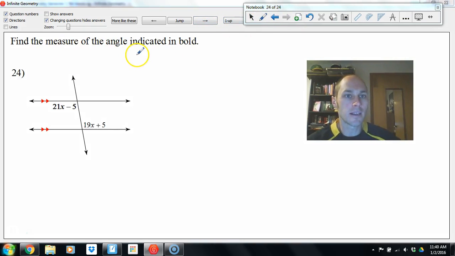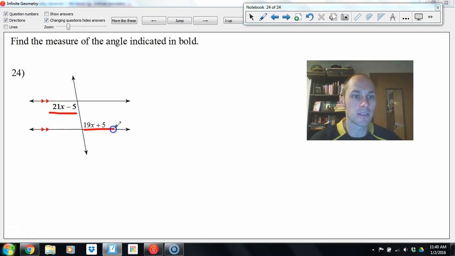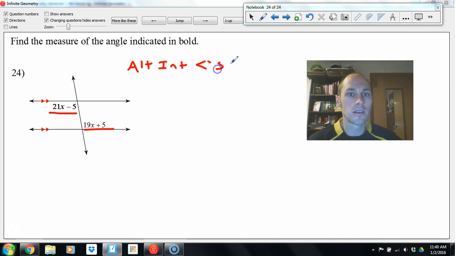Next, we want to find the measure of the angle indicated in bold. That would be this angle. So we find the relationship between the two angles. These two angles are alternate interior angles. Alternate interior angles are congruent. So if they're congruent, their measures are equal. So 21x minus 5 is equal to 19x plus 5.